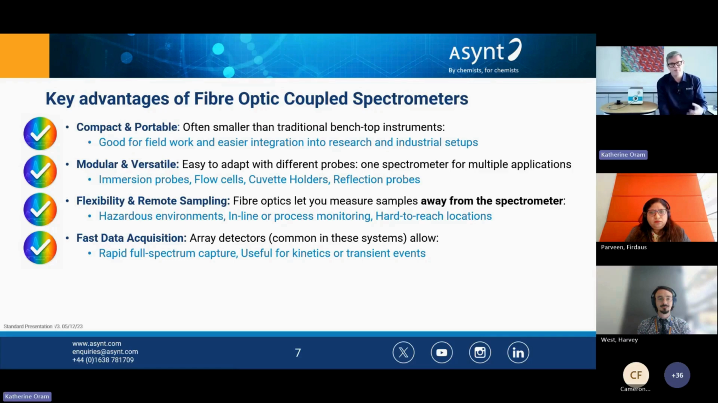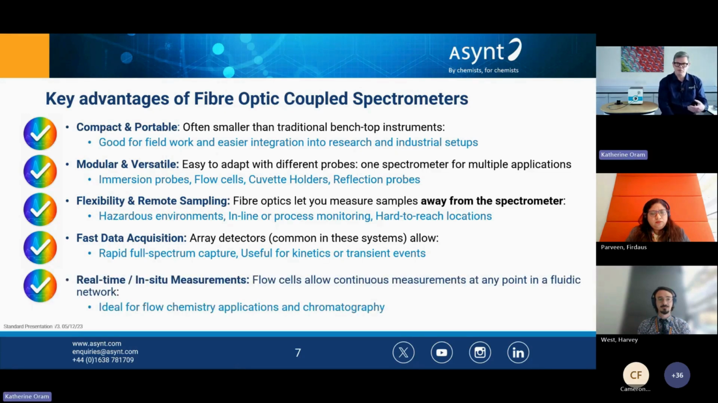Spectrometers of this type often use array detectors. We have one in our instrument here. That means you have very fast data acquisition. We are constantly monitoring the full spectrum. With this device, we can monitor from 200 to 1050 nanometers, and we get that full spectrum in milliseconds. So really fast data capture.